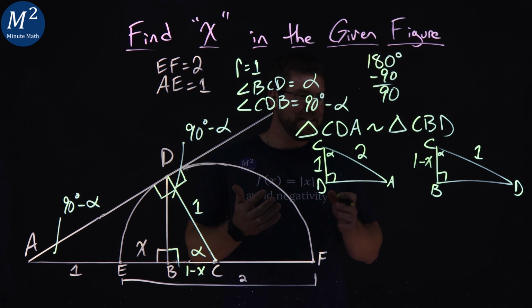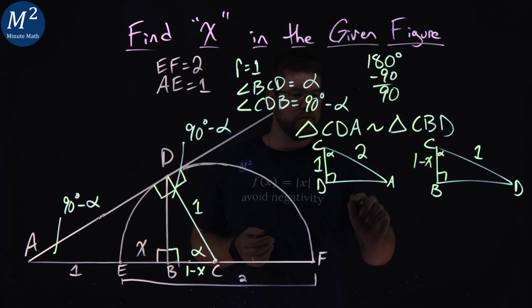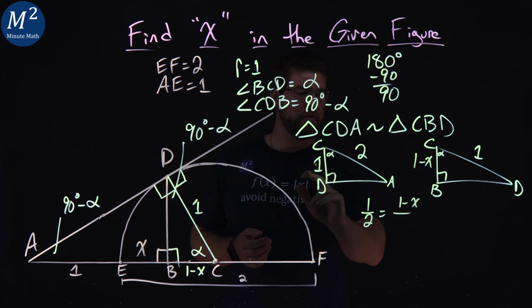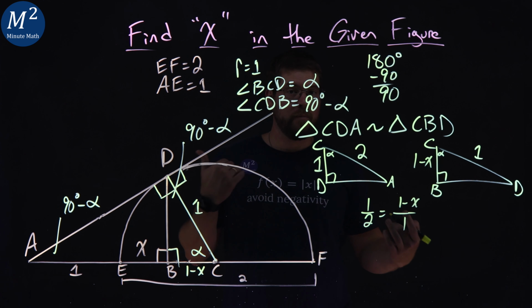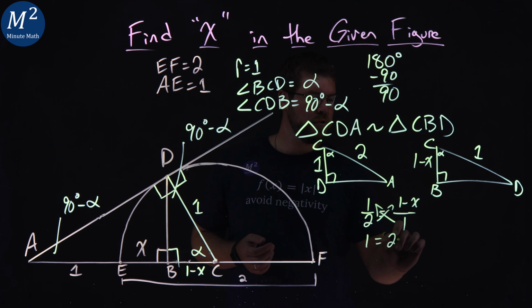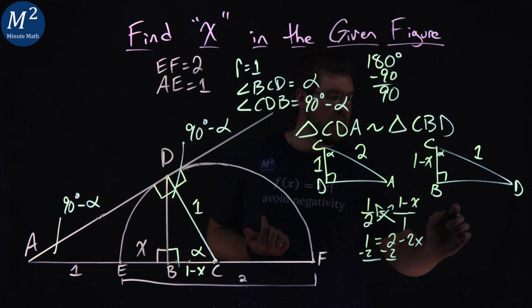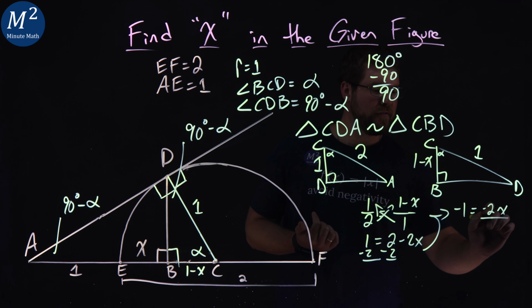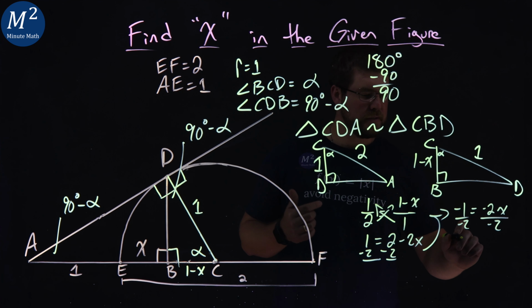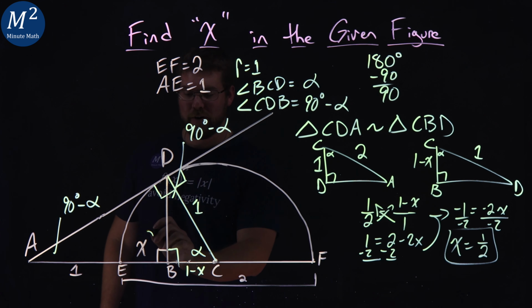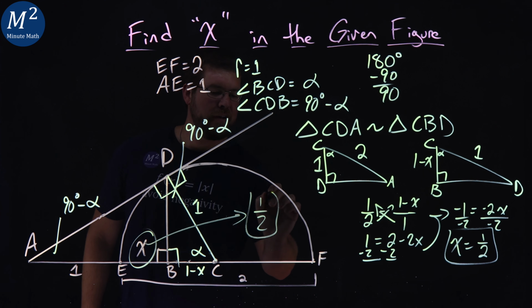We know the corresponding side lengths are proportionate, so 1 over 2 is equal to 1 minus x over 1. From there, let's solve for x. Cross multiply, you should remember that. We have 1 equals 2 minus 2x. We subtract the 2 from both sides, not too bad, and we have negative 1 equals negative 2x. Divided by negative 2, it makes it positive, and x equals 1/2. With that, we got our x value being 1/2 right here.